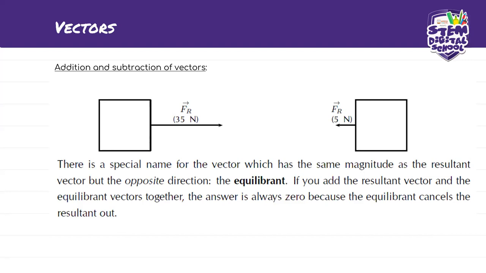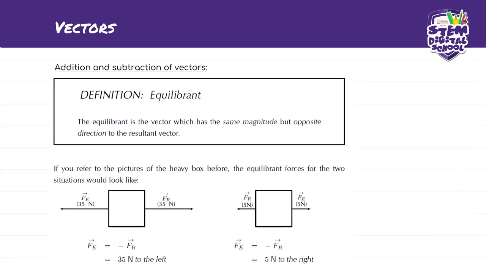So there we have our little definition for equilibrium. The equilibrium is the vector which has the same magnitude but opposite direction to the resultant vector. Which means that when you add them together, they're going to equal zero. So if you refer to the picture of the heavy box before, the equilibrium forces for the two situations would look like this. If this is our resultant vector at 35 newtons, our equilibrium must also be 35 newtons in the opposite direction.